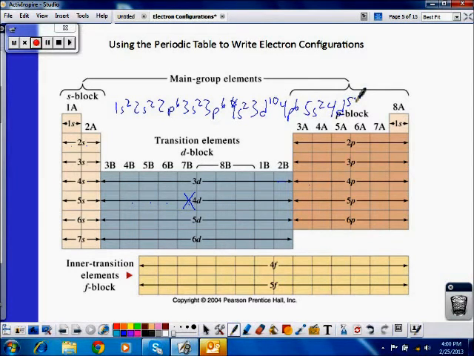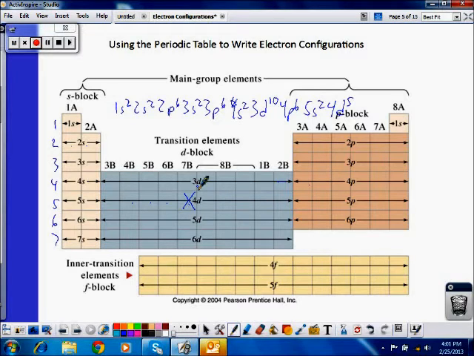Now, a couple of things you'll notice is that the row number, if I number the rows, corresponds to the principal energy level of the S and the P sublevel. So 5S, 5P, and row 5. The D sublevel is always the one number lower. So if I'm filling the 5S, then I'm filling the 4D. If I'm filling the 4S, then I fill the 3D. So I go down 1.